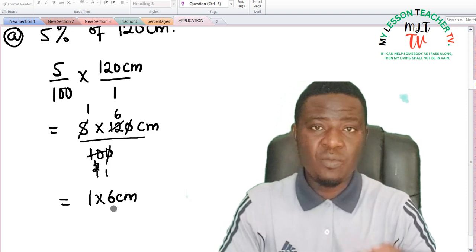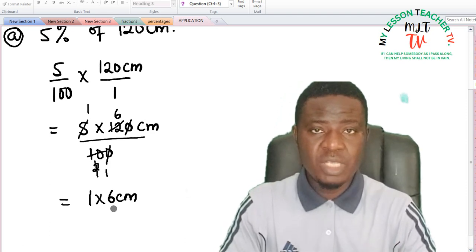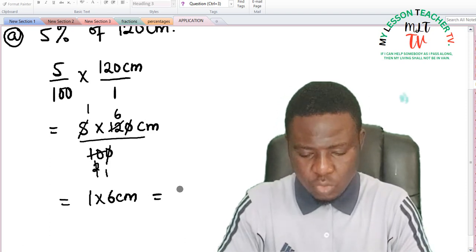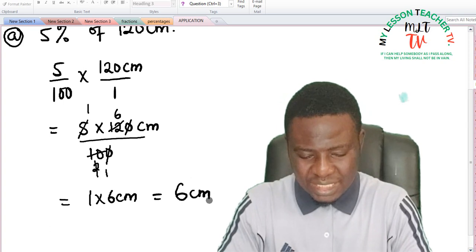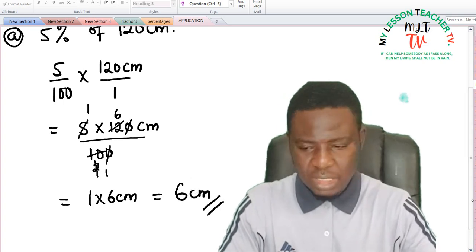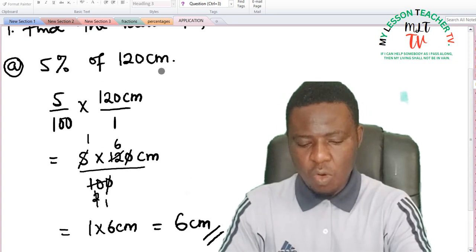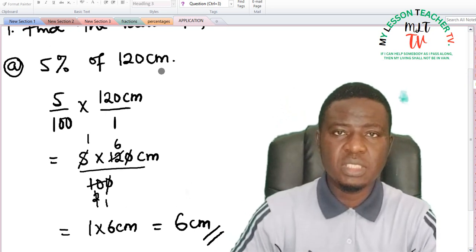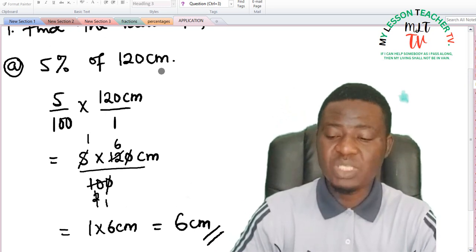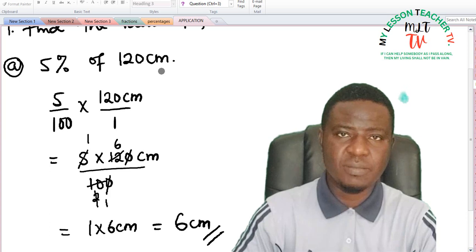For you know that whatever is divided by 1 is said to be that number. So this is equal to 6 centimeters. So what that means is that 5% of 120 centimeters is 6 centimeters.